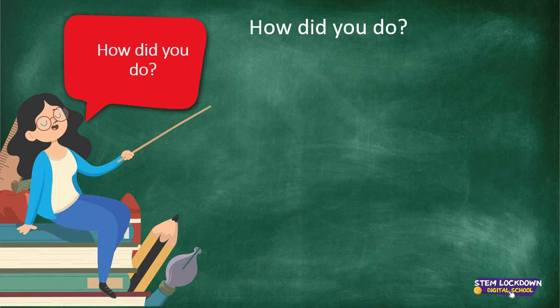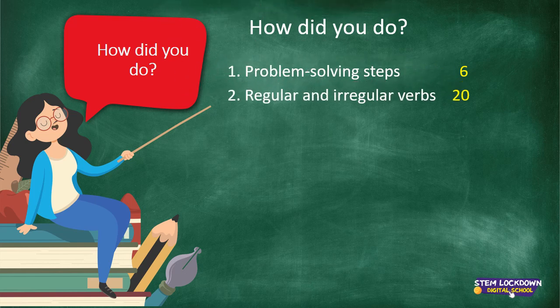Okay, you wrote all those marks down, I hope. So let's add them up. So first of all, you had your problem solving steps. That was out of 6 marks. Write that one down. Then you had your regular and irregular verbs, which is out of 20 marks. Write that one down. Then number 3, you had to set out a letter, and you got 9 marks for that.